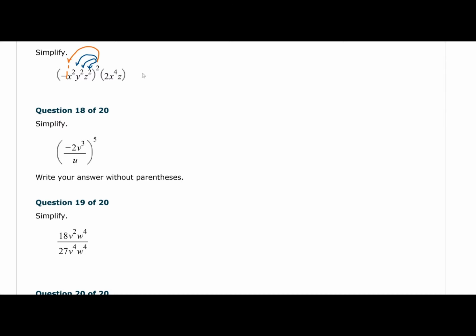So we will have, sorry, I'm going to write the answer over here. Negative 1 raised to the second power, x to the 4, y to the 4, and z to the 4 power. Because 2 times 1 is 2, 2 times 2 is 4, and they are carrying 4. Okay, and the second parenthesis, we have 2 times x to the 4 power z.